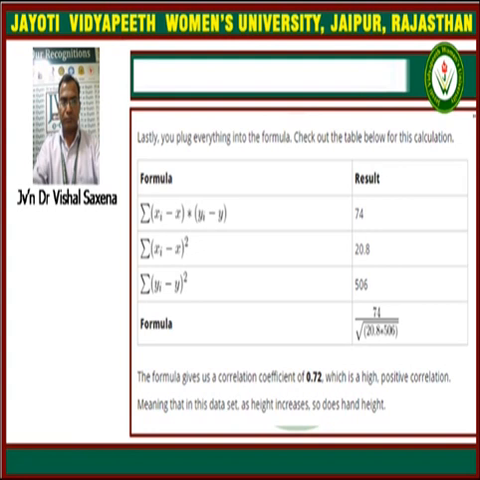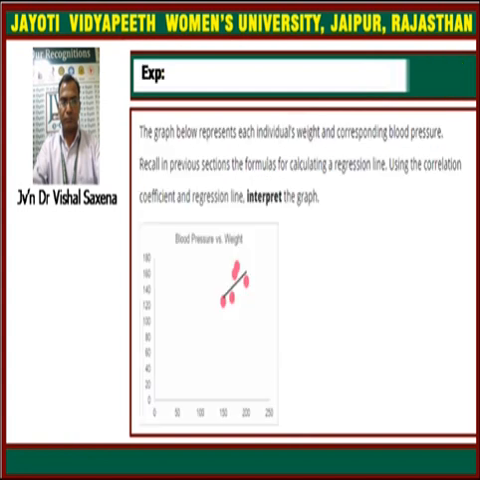0.72 is a positive value, so it is a positive correlation, and it is close to 1, so that is a high level positive correlation, meaning a strong positive correlation, meaning that in this data set, as the height increases, so does hand height. So there is a high level positive correlation between the two variables x and y.